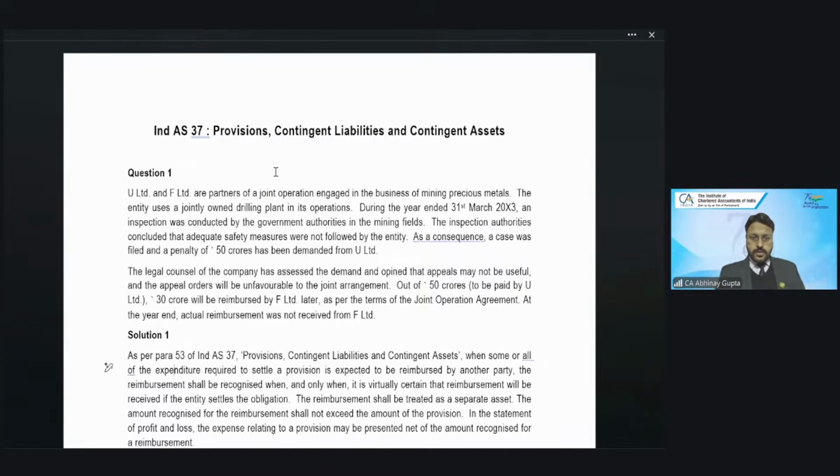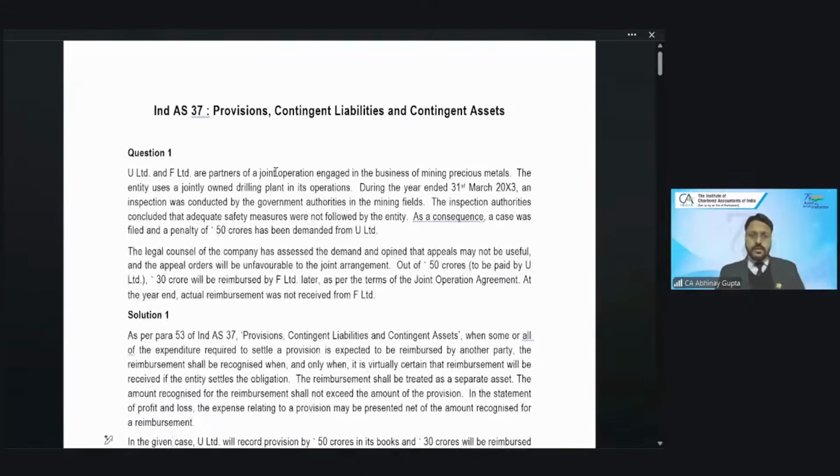Yes, sir. So let's do question number one. U Limited and F Limited are partners of a joint operation engaged in the business of mining precious metals. The entity uses a jointly owned drilling plant in its operations, right? So U and F are joint venturers. They are doing a mining business together and using a jointly owned drilling plant for the said purpose.